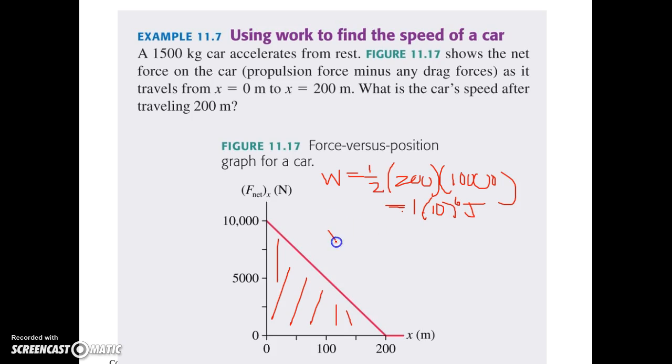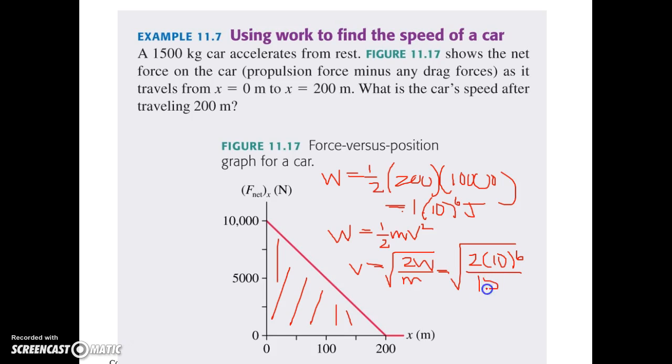Now we just have to set that work equals the kinetic energy, and if we rearrange for V, it's going to be the square root of twice the work divided by the mass. So 2 million divided by 1,500, and then take the square root, and I get about 38 meters per second. And since it started from rest, then that will be its speed. And that's the end of that part.